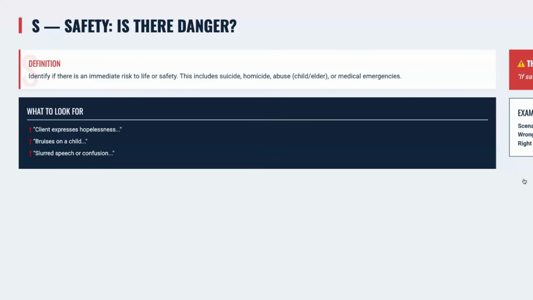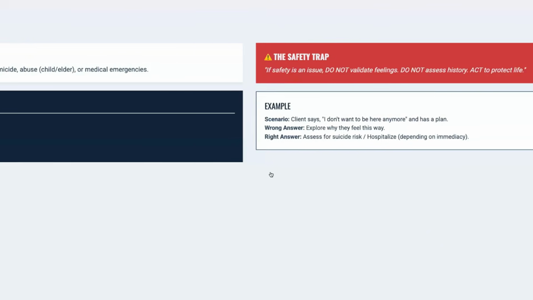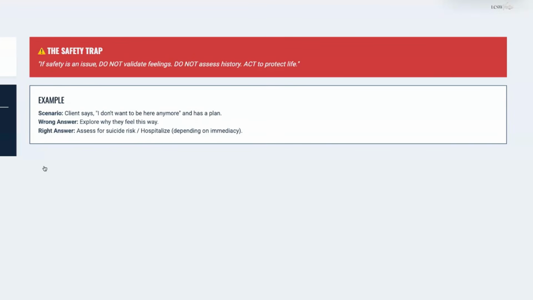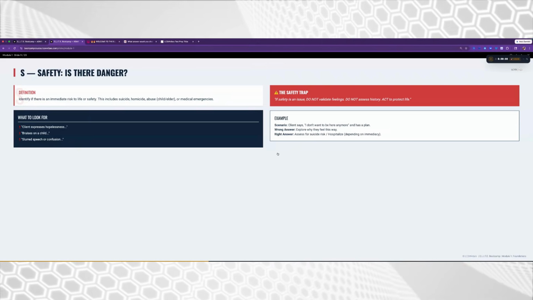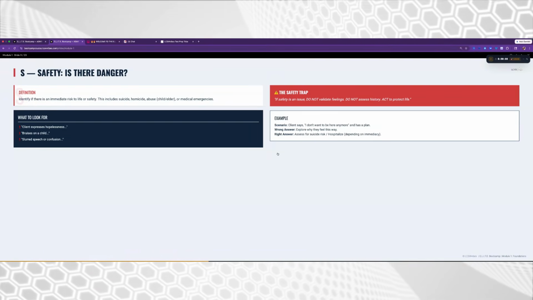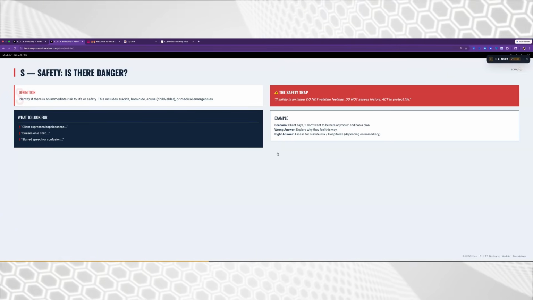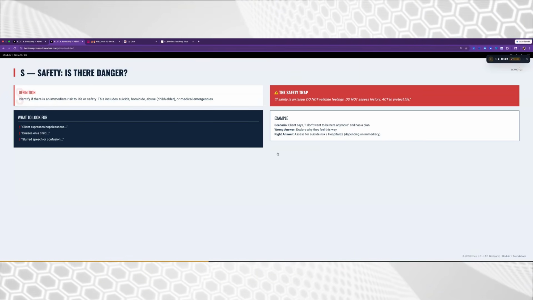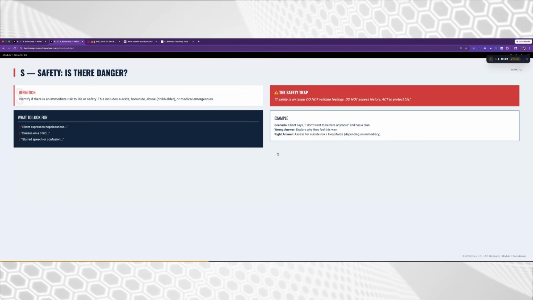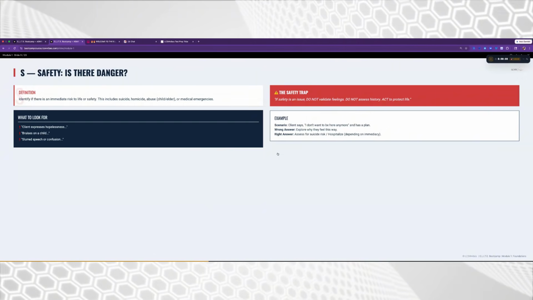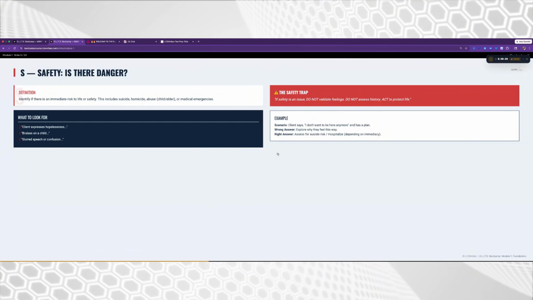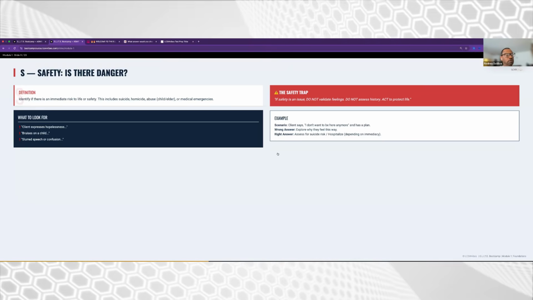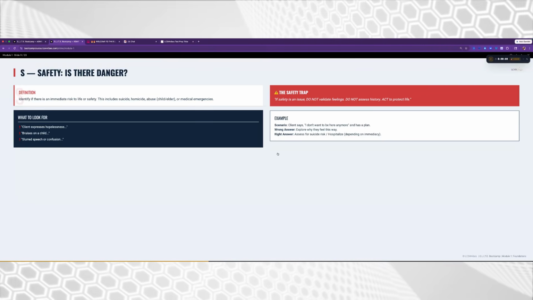What else would be, anything else that you guys can think of that would be considered an emergency? Suspected abuse. Okay, abuse. That's there. Abuse is up there. I have suicide, homicide, abuse, child and elder, and suicide ideation with a plan. Yep, that's psychosis. I asked if you had anything else besides what I had listed. I have suicide, homicide, abuse, child and elder, and medical emergencies. If you have anything else, it will fall under a safety issue.